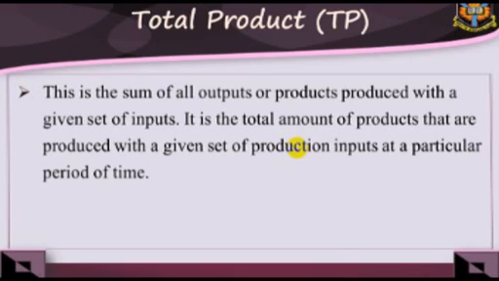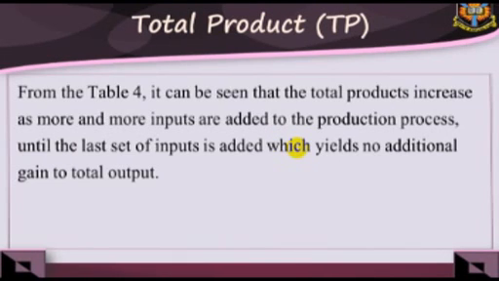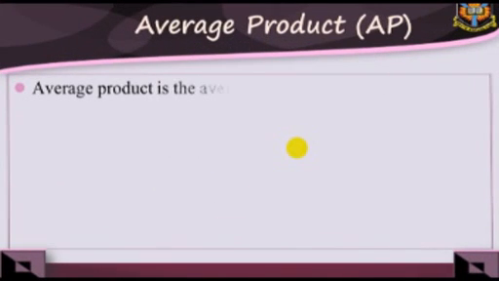Total product. This is the sum of all output or products produced with a given set of input. It is the total amount of products that are produced with a given set of production input at a particular period of time. From table 6.1, it can be seen that the total product increased as more and more inputs are added to the production process, until the last set of input is added, which yields no additional gain to total output.